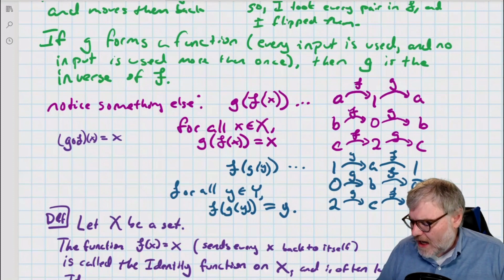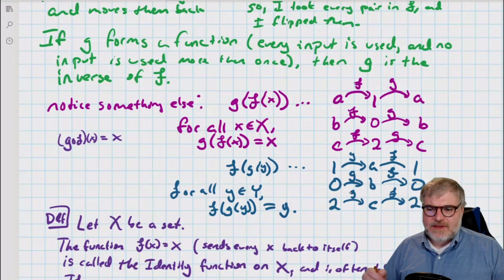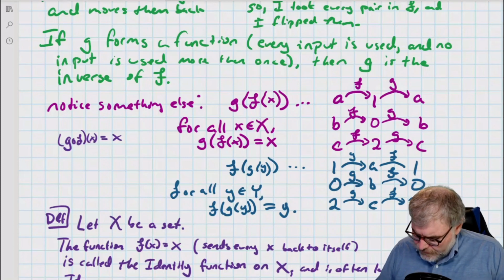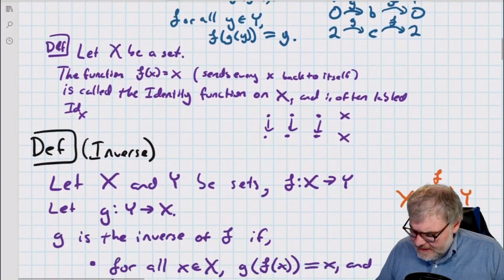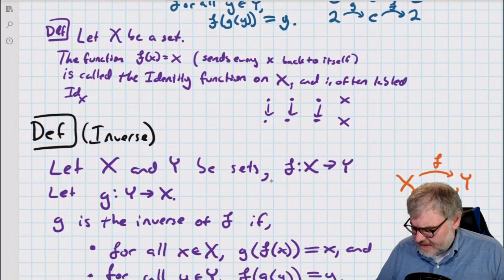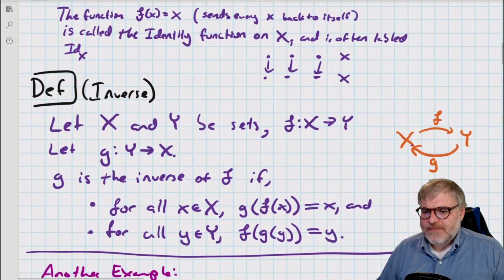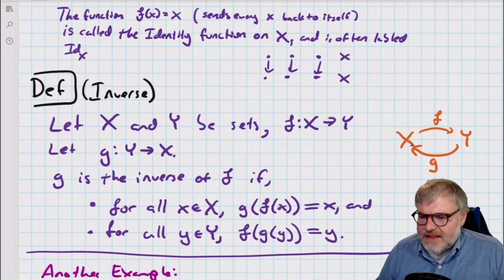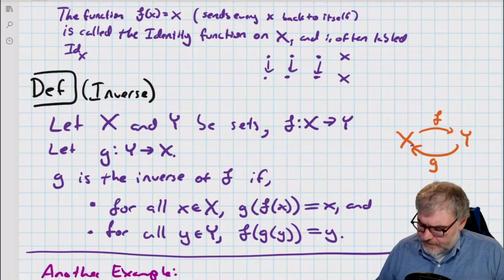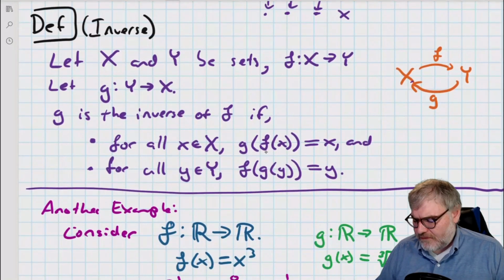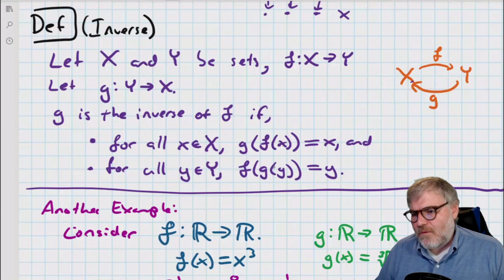So if I start in the y space, I wind up back at the same number in the y space. So we're going to say let X and Y be sets, f a function from X to Y, g a function from Y to X. So f is going this way and g is going that way. Okay. g is the inverse of f if for every x in X, g of f of x equals x, and for every y in Y, f of g of y equals y.